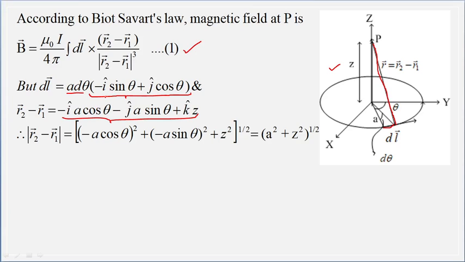Then, once you know this, vector dl is a d theta times minus i cap sin theta plus j cap cos theta.